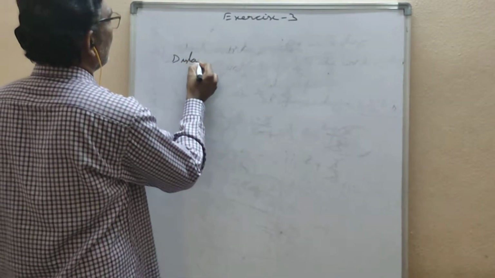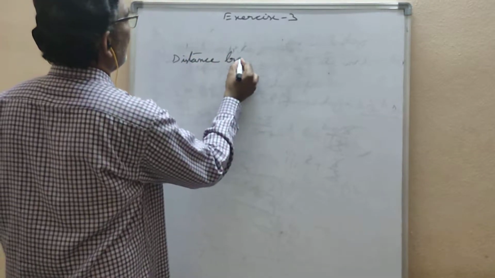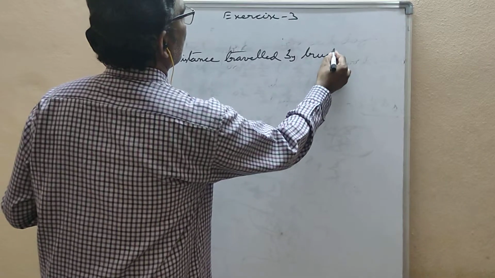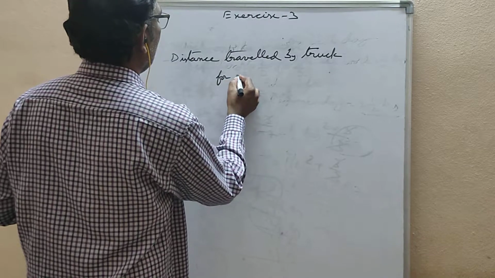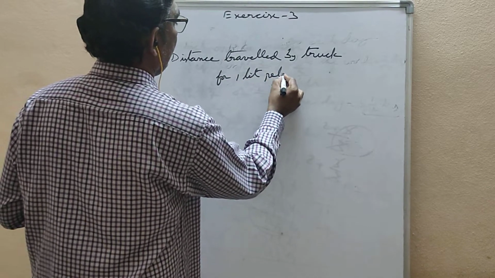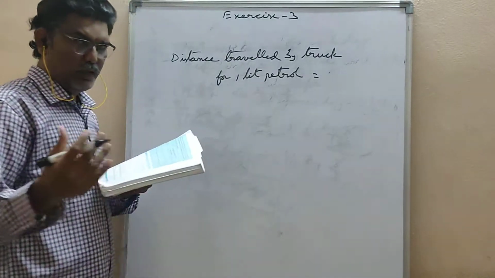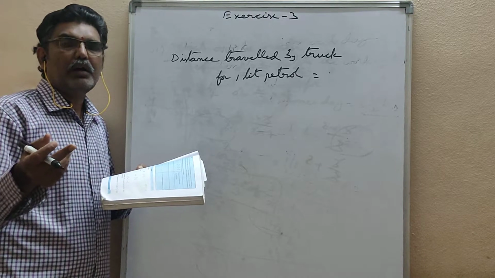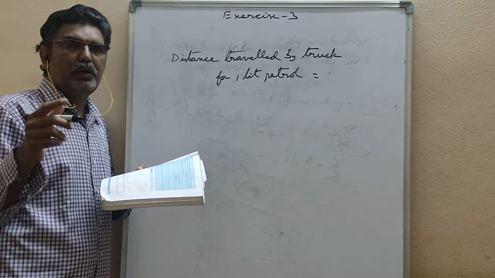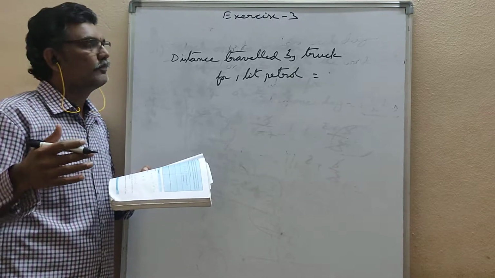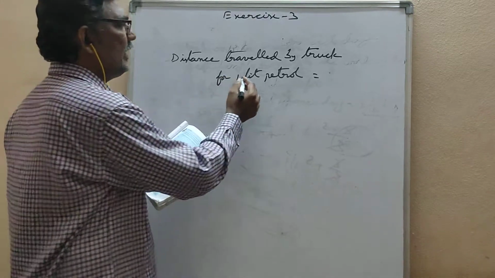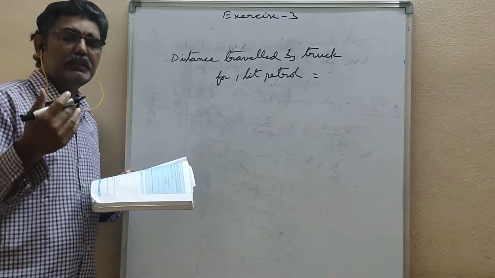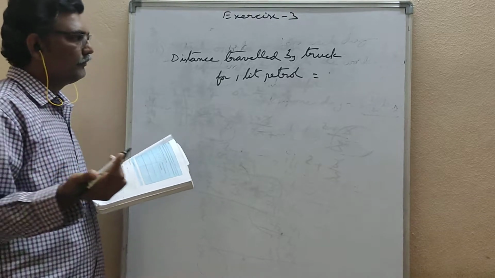Distance traveled by truck for 1 liter of petrol. Maybe in your house some bikes will be there, cars will be there. If you take a car, so for 1 liter petrol, maybe it travels 15 kilometers. Okay. So 1 liter, 15 kilometers. 2 liters, 2 into 15 kilometers. 3 liters, 3 into 15 kilometers, like that.